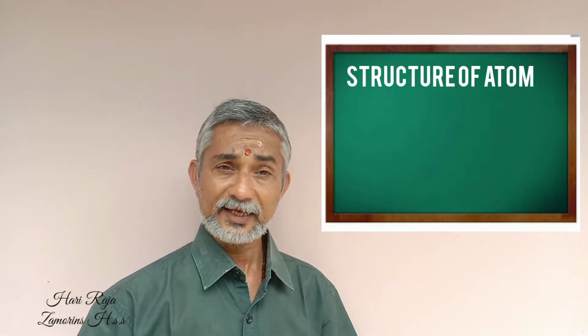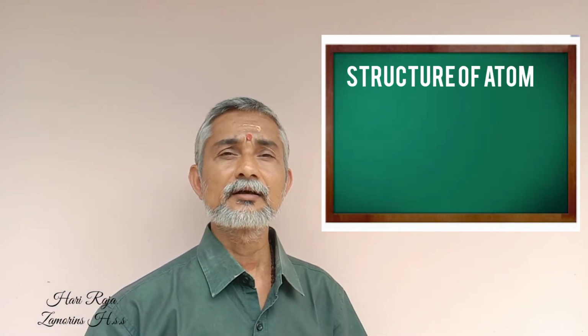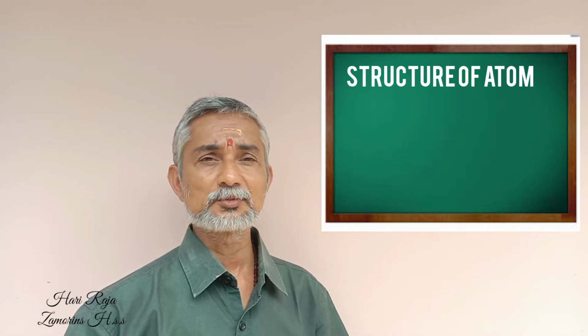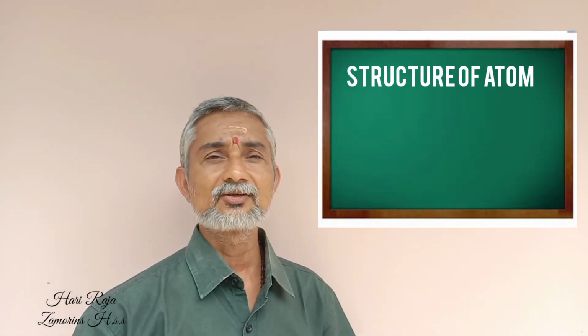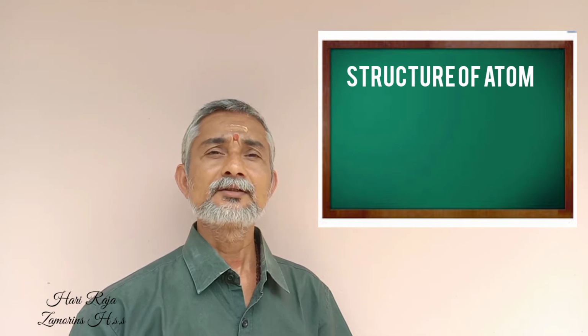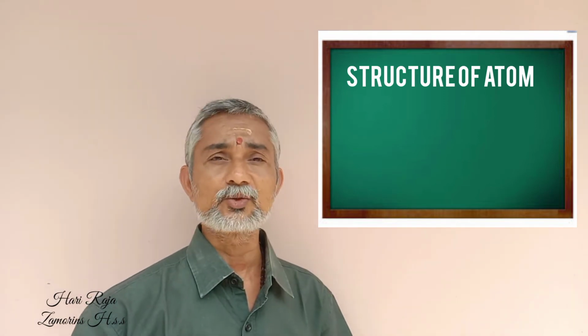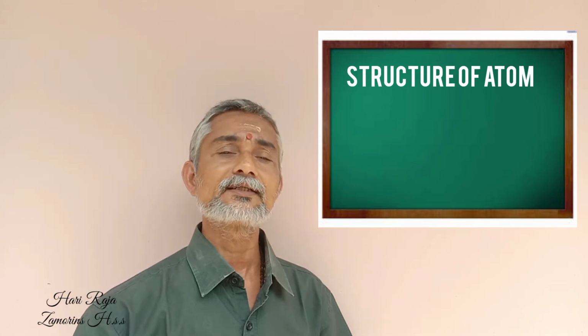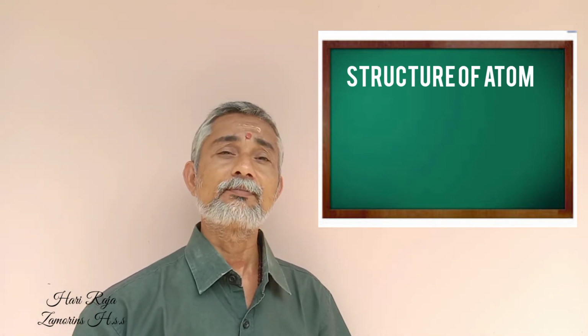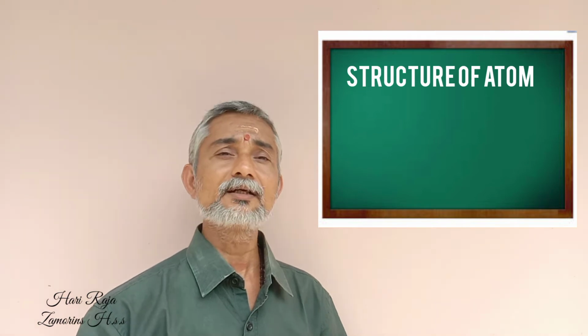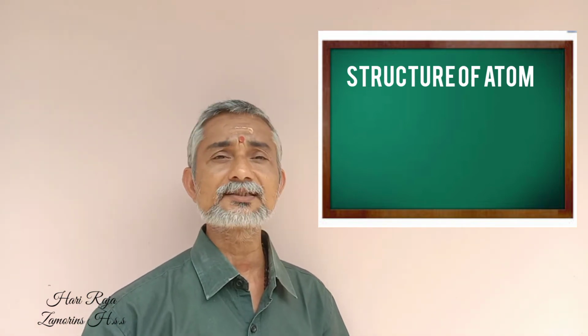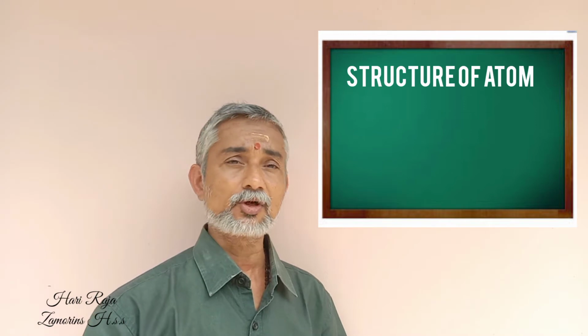Dear students, the next scientist who gave an idea about an atom was Niels Bohr. He gave the idea that the protons are concentrated at the center of the atom and electrons are revolving around the nucleus. Also, he predicted that there is a particle which has no charge but has mass, concentrated at the center, and he predicted the idea of the neutron.